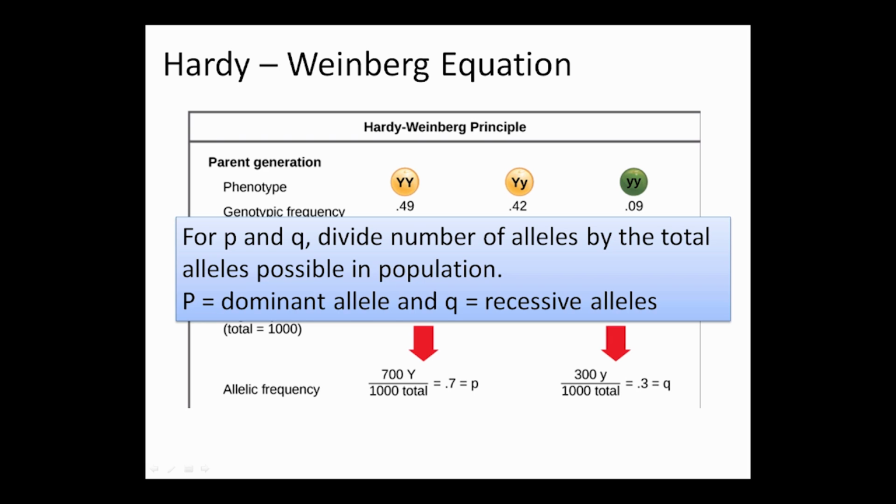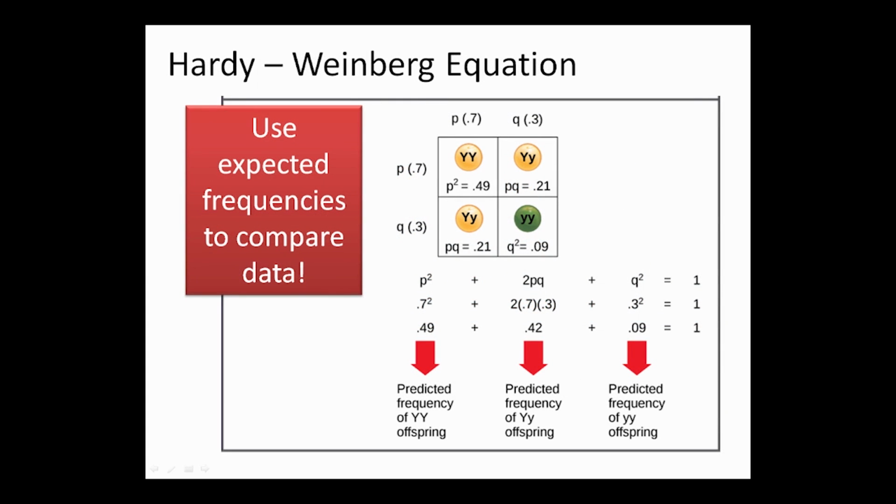If I take my 0.7 plus my 0.3, that should equal 1. So that means I have the correct frequencies. Okay? So once again, to get percent, you take those frequencies, those decimals, and multiply by 100. So I can use expected frequencies to compare my data.